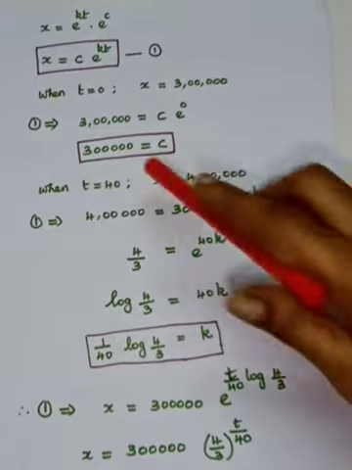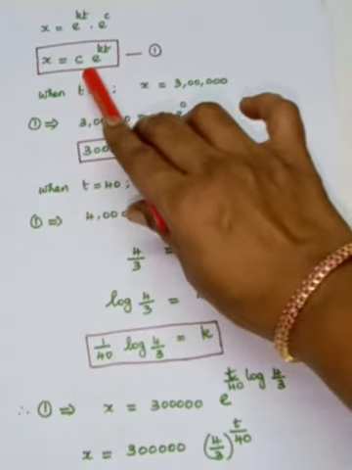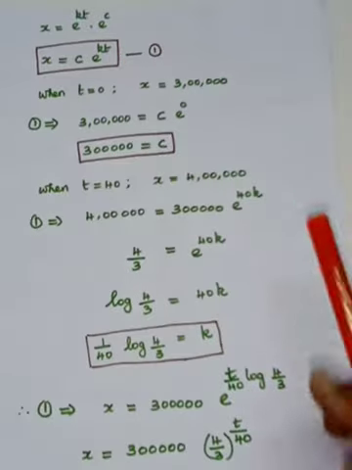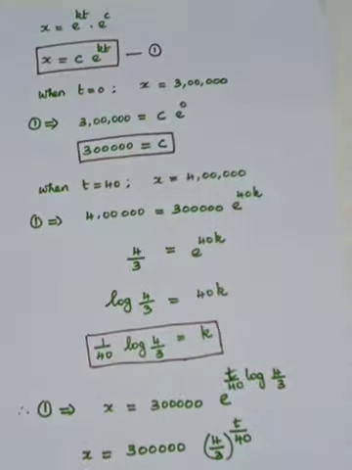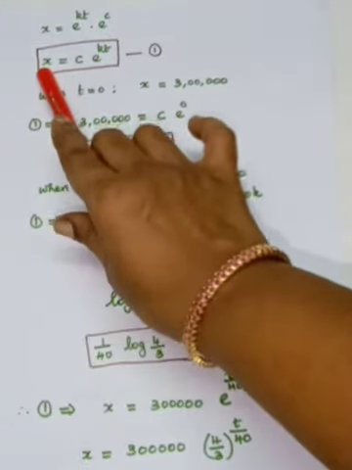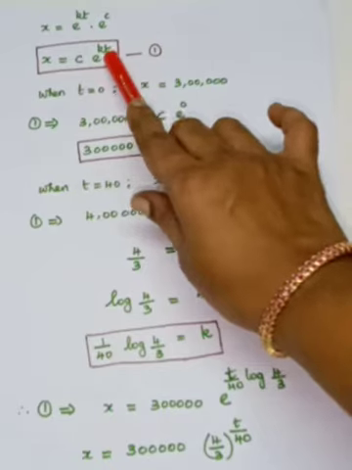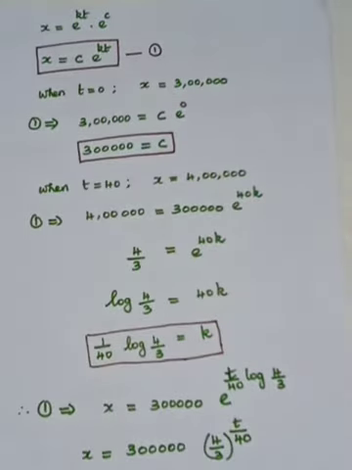We have found the solution of the differential equation, that is the expression in terms of x and t. What is x? It's the population. What is t? It's the time. And you see that c and k are constants. So the population depends on time. So we have written the expression in terms of x and t.